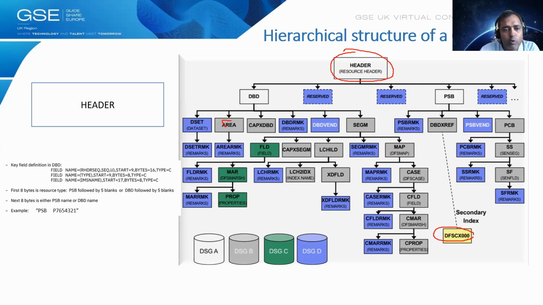All right, root key of 16 bytes, and the first 8 bytes of this 16 bytes identify if it's a DBD or a PSB, right? This is the first 8 bytes. So if it's a PSB, it will be PSB and then 5 blanks, followed by the next 8 bytes, which has the PSB name. So in this case, it will be a PSB type of resource, and the name will be P7654321, like this.